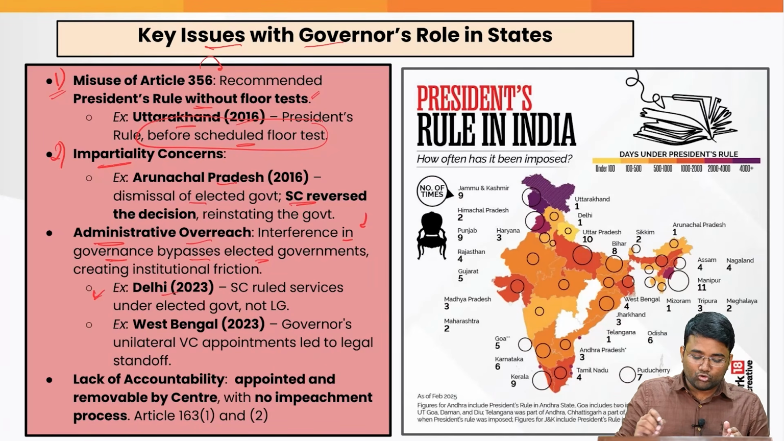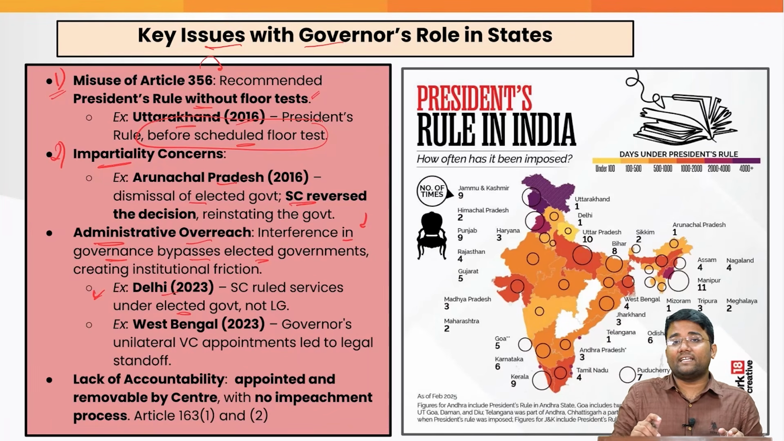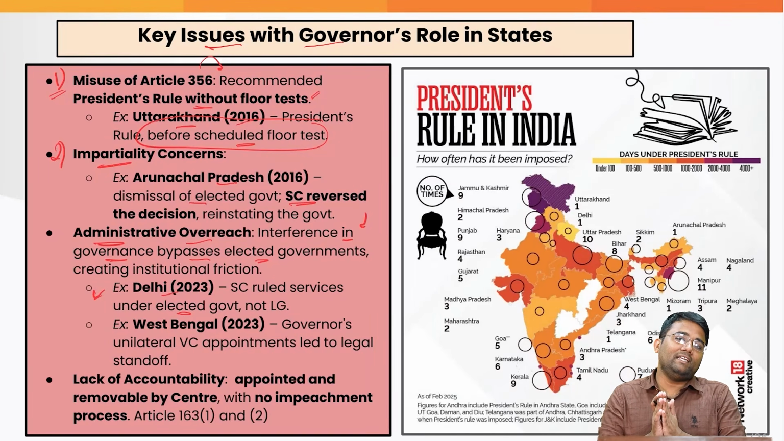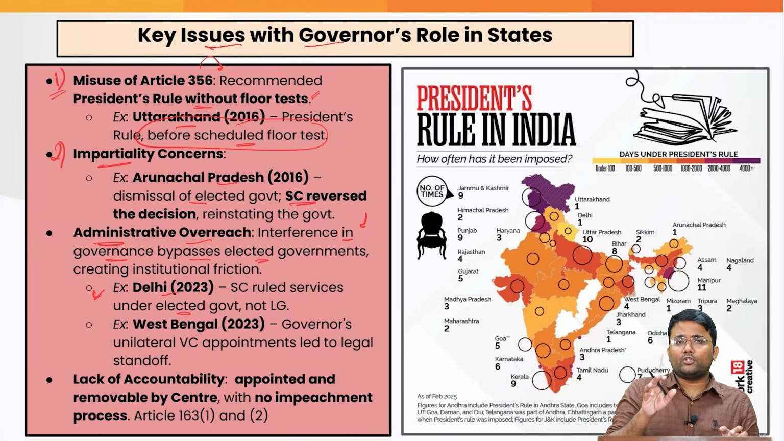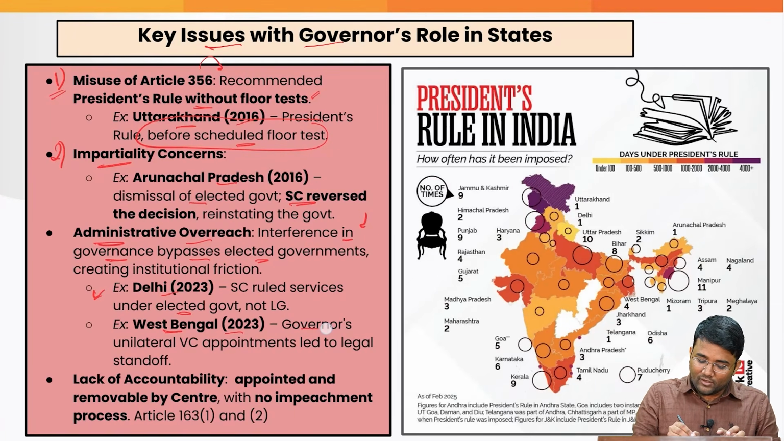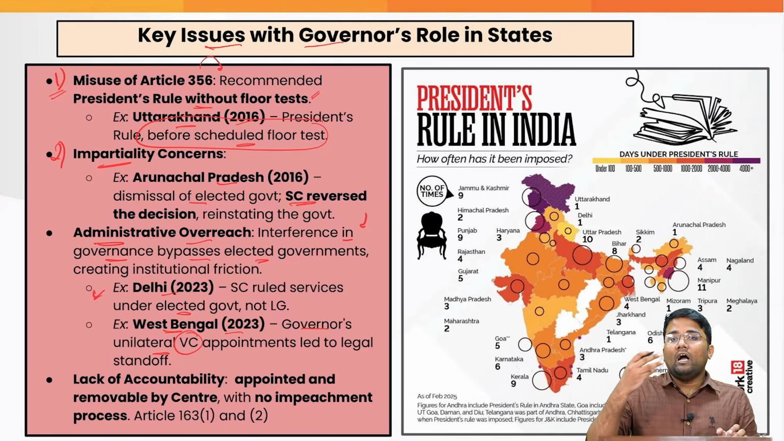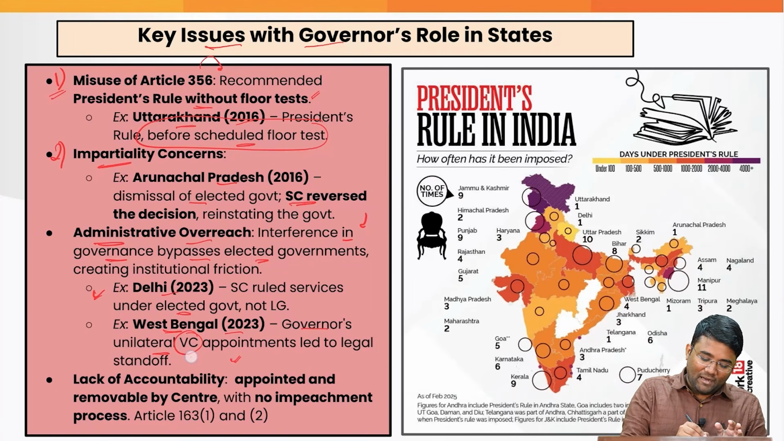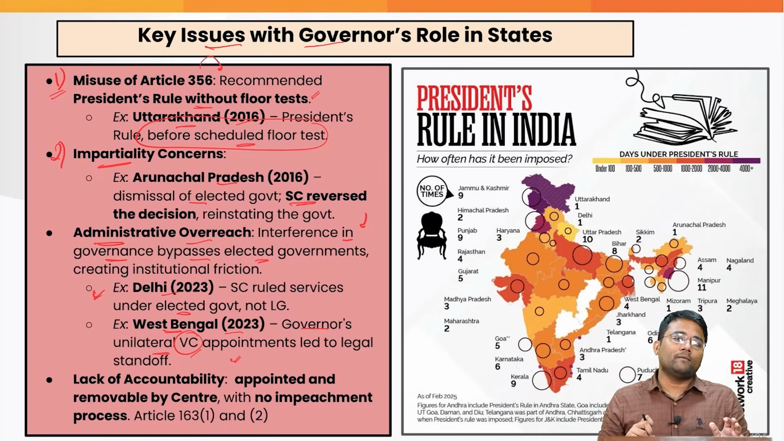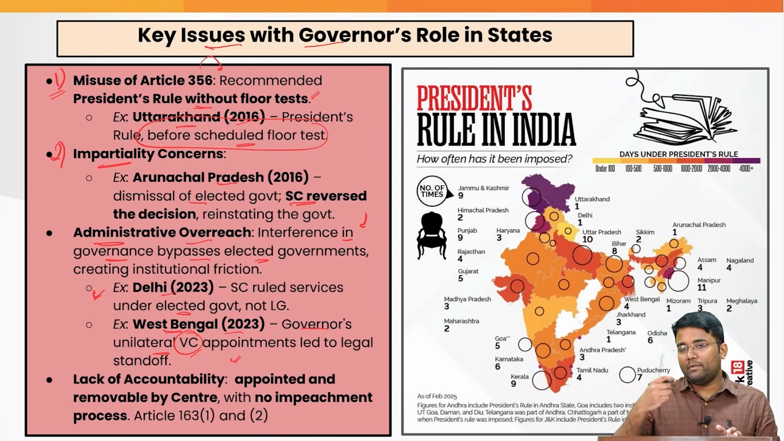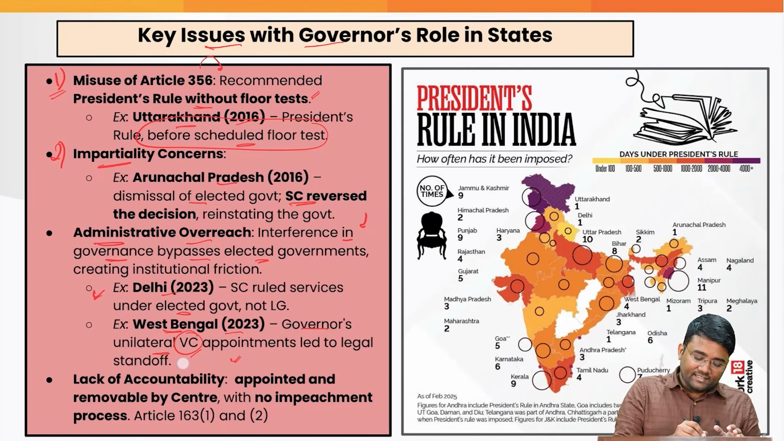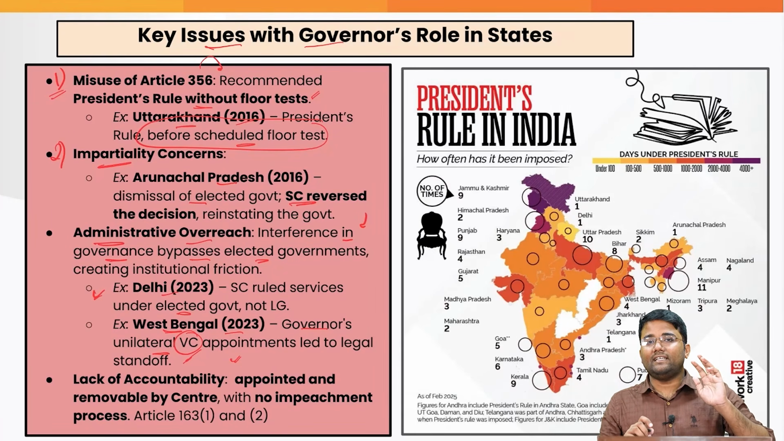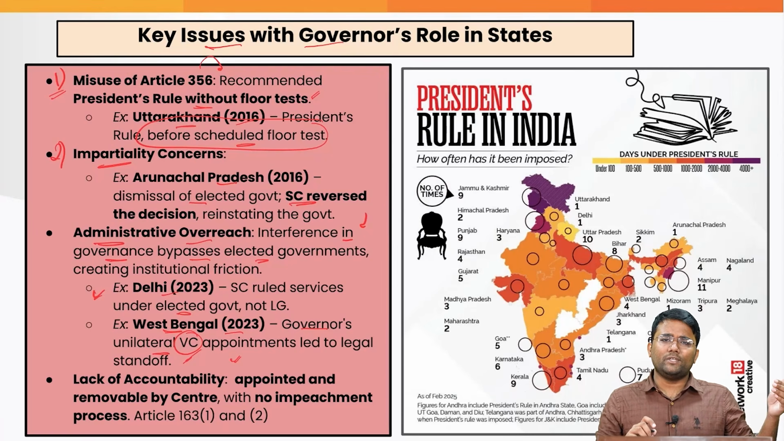For example, in the case of Delhi, the Supreme Court said that matters related to services are under the elected government and not under the lieutenant governor, because there was a lot of controversy over appointments and postings of civil servants in the UT of Delhi. In West Bengal in 2023, the governor's unilateral appointments of VCs in state universities also fueled tensions between the state and central governments. This is a power given to the governor in most states, where the vice chancellors can be appointed by the governor, and in some cases the governor appoints them without consulting the state government. That created a legal standoff, and it is not only West Bengal; this has been an issue in Kerala and Tamil Nadu also.